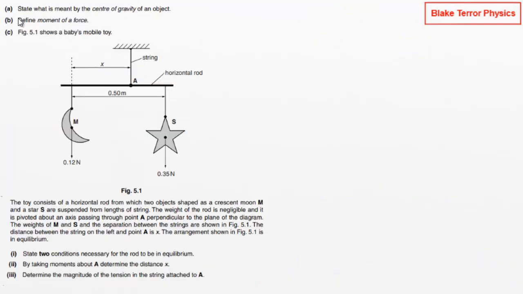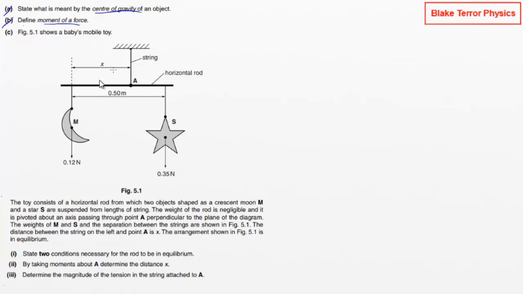It's the last one in this set. We're starting off with the usual definitions, we should be used to these by now. What is meant by the centre of gravity of an object? It's the point at which the weight of an object appears to act. Define the moment of a force. The moment of a force about a point is the force multiplied by the perpendicular distance from that point. So I won't bother writing those out. We've done that a few times already. You should be getting slick on those.